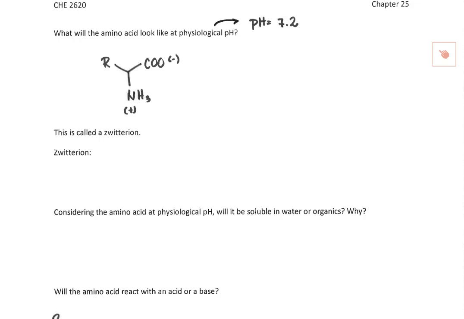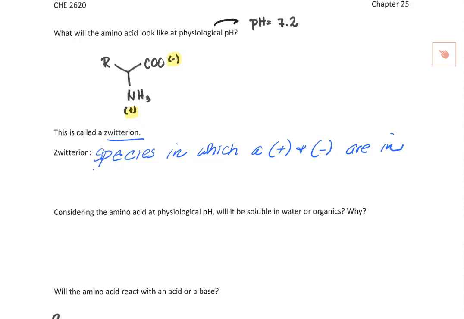When you end up having something that has both a negative and a positive charge in the same species, that's called a zwitterion. So your zwitterion is a species in which a positive and negative are in the same molecule.